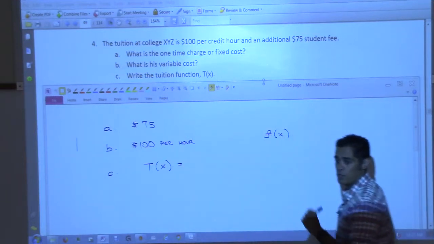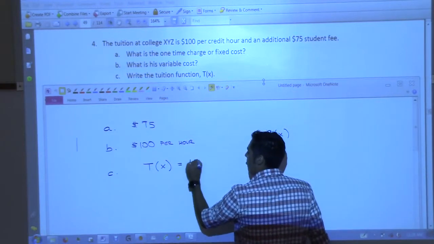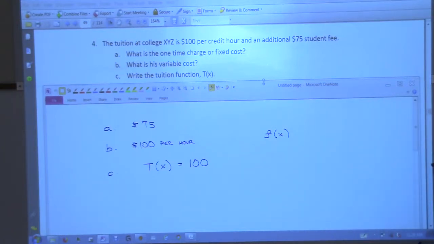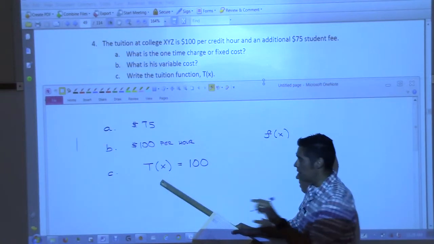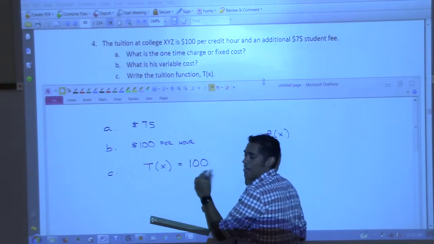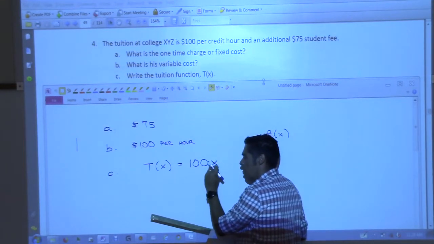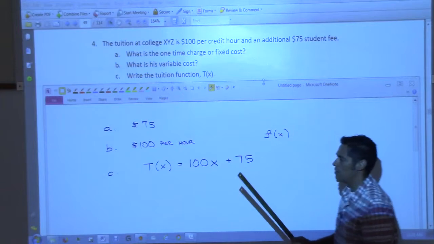So what would we write? What do you got for your tuition function? Now it's just you. You're on your own. He just bailed on you. 100. Okay, yes, so times the hours, right? Now, because they wrote T of X, they are telling you that it needs to depend on X. So we are going to use X instead of H, okay? But yes, H would have been fine had they not given us this. So I'm going to use X here. So this is $100 per credit hour, and is that it? Plus 75. Plus 75.